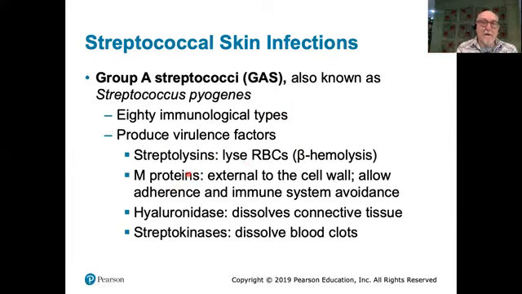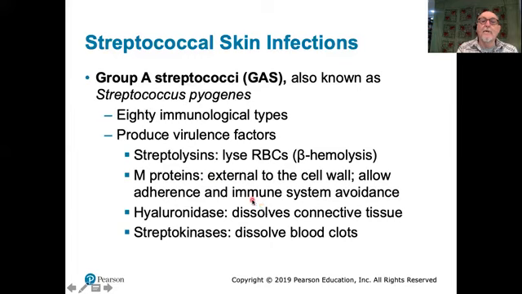Then they produce these proteins in the cell capsule. I'm sorry, not the cell membrane, the capsule. It's exterior to the cell wall. These M proteins actually allow them to stick. Remember that adherence is very important in development of pathology. They also avoid immune attack on the cells themselves, but the M proteins themselves are antigenic and can cause problems.